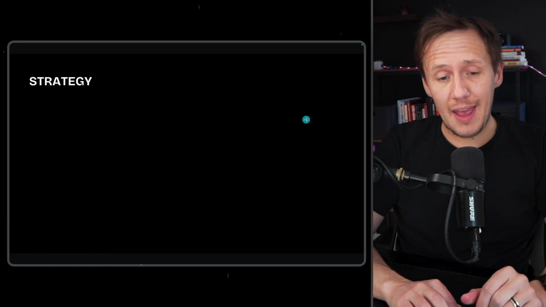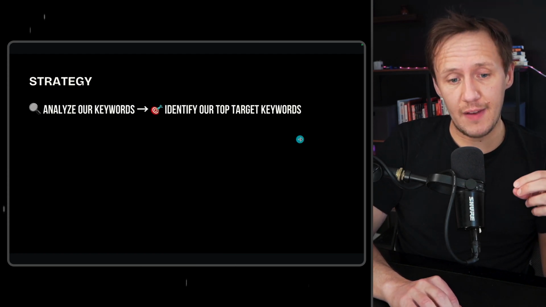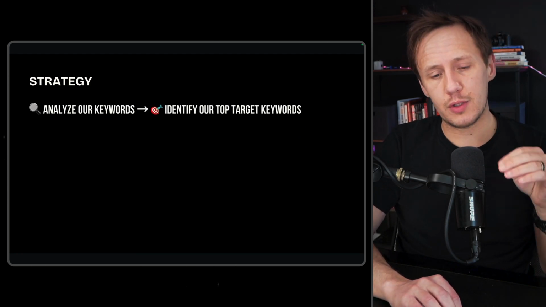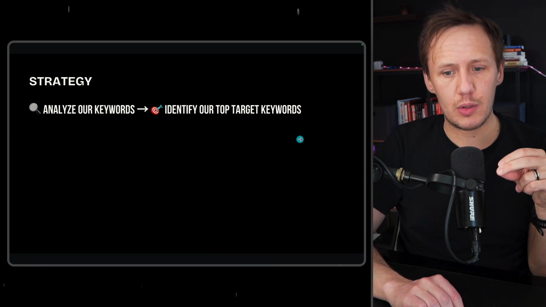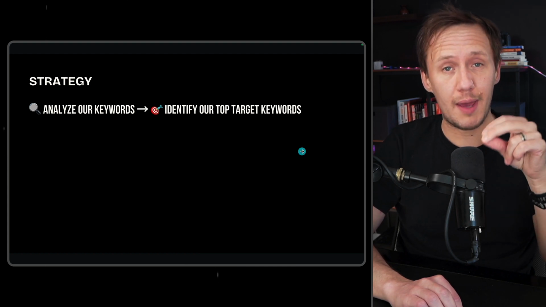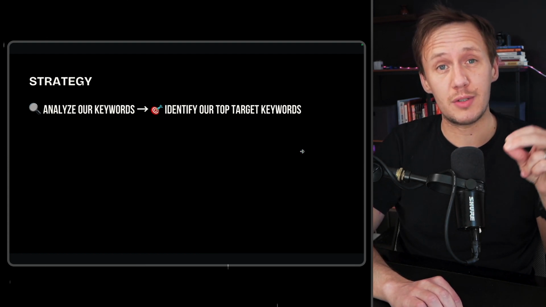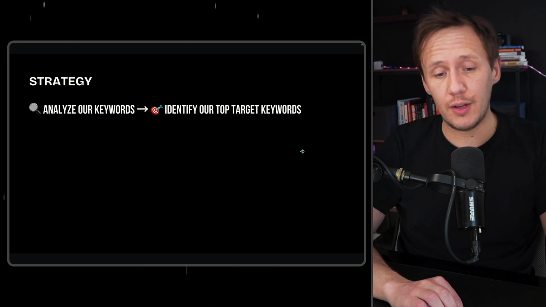Now, everyone's going to have their own way of doing competitor analysis, but the way that I've set it up follows a simple 4-step process. The first thing that I'm going to do is go through my list of keywords to identify the top target keywords relevant to my business. So I'm essentially going to reduce a list of, say, 6,000 keywords down to maybe 100 or 150.